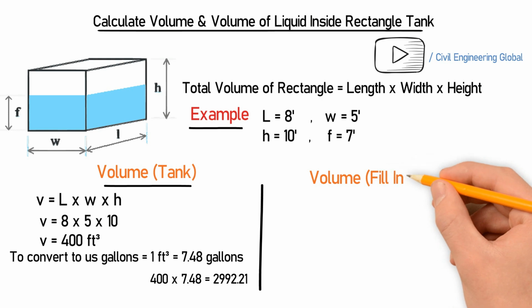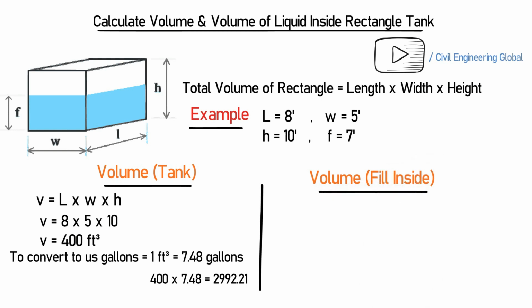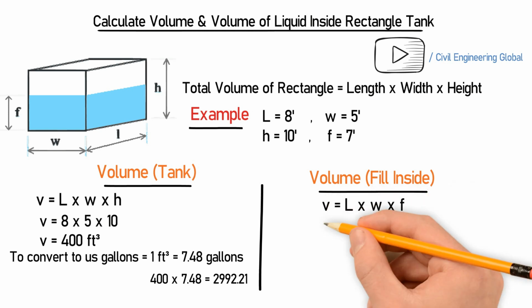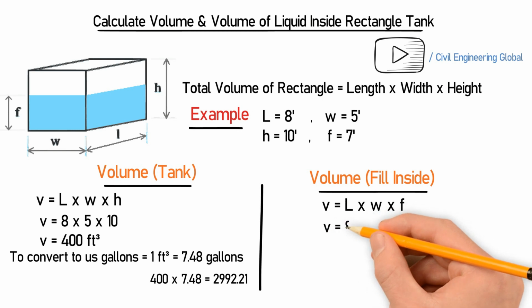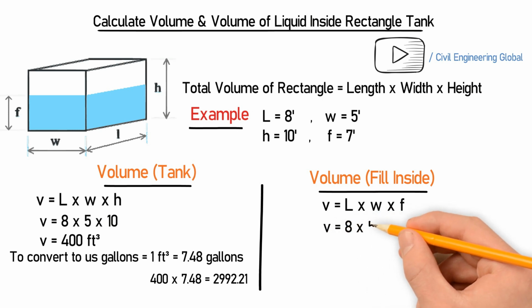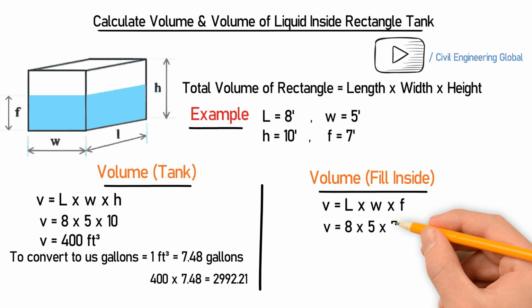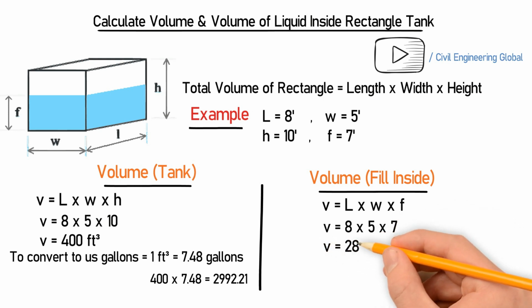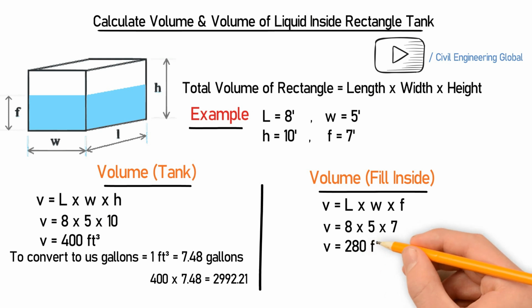Let's find the volume of the liquid inside. How much liquid is in there? As we know, the volume V is equal to L multiplied by W multiplied by F. Here the height will be the filled height. So this will become 8 multiplied by 5 multiplied by 7. So the volume is equal to 280 cubic feet.